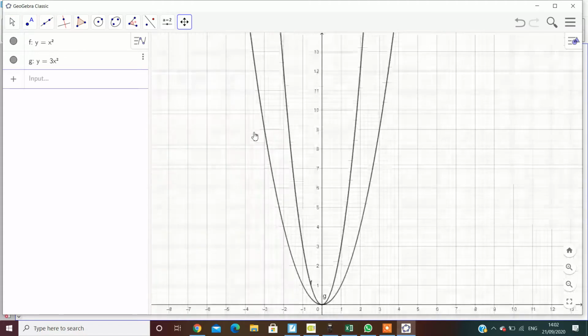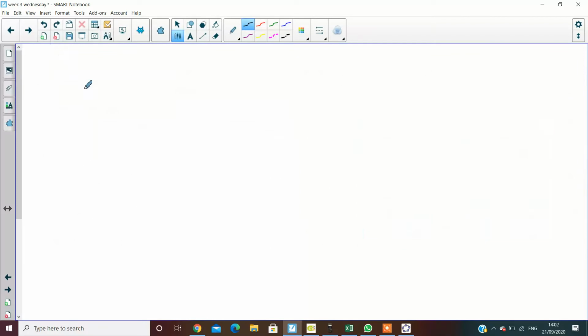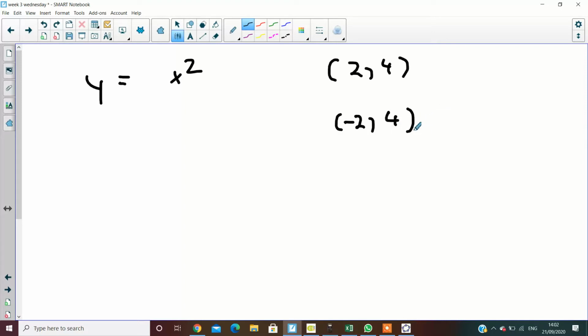I'll show you now why it's a lot sharper, okay? So, when you have y equals x squared, and you do the point x equals 2, what's the y value then? 4. And what's the output for minus 2? Plus 4. Minus 2 by minus 2 is plus 4.